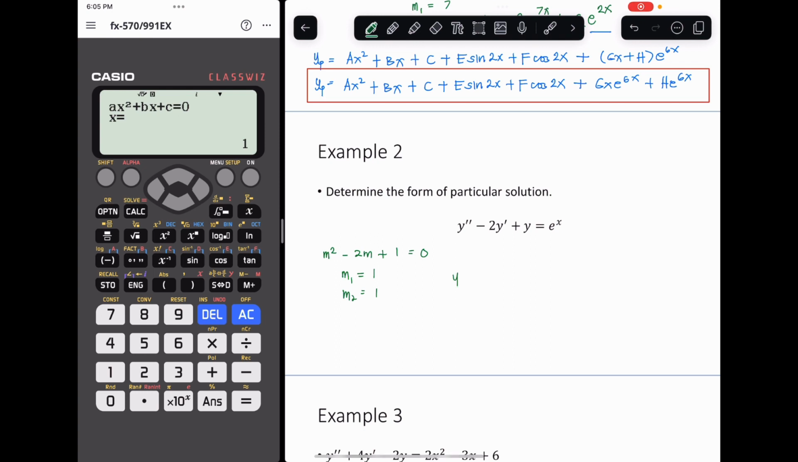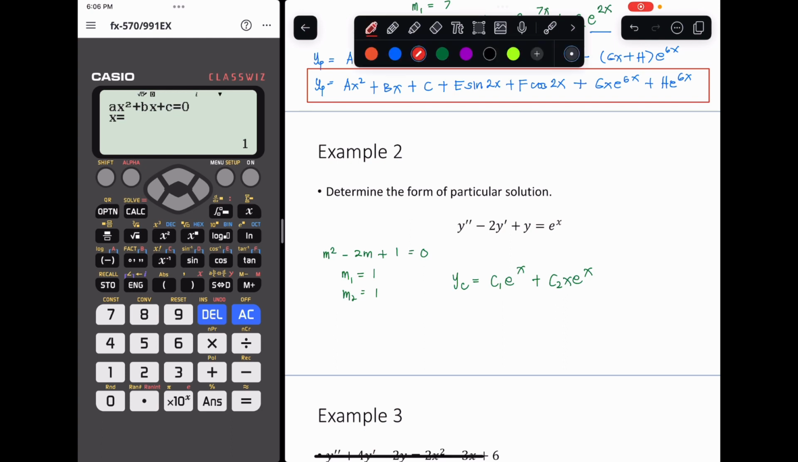So for our complementary solution, I'll just use case 2, repeated roots. So C1 e raised to x, and then plus C2 x e raised to x. But then, look at our g of x. So g of x is e raised to x.